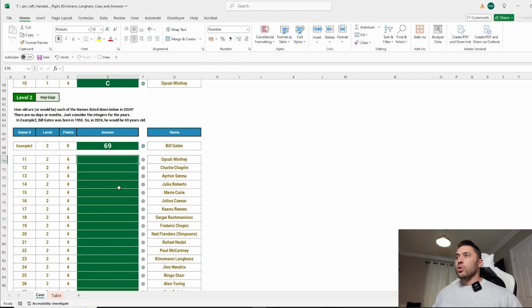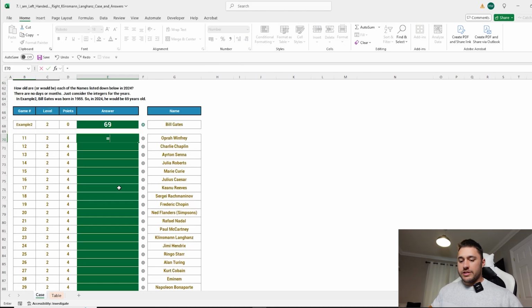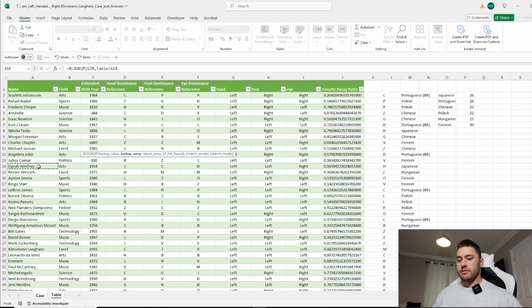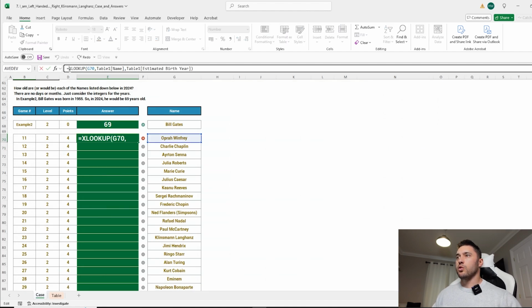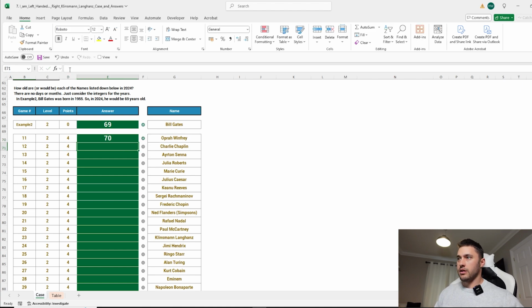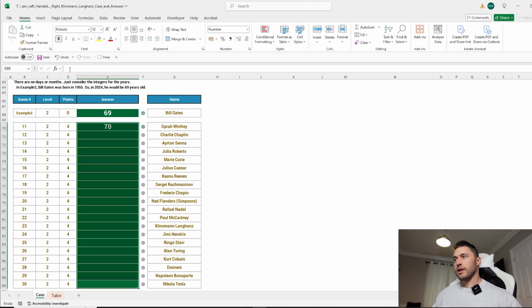Then we want to know how old each person will be in 2024. So this is exactly the same thing. I'm just going to look up the name, but return their birth date, which is here. And then the only thing I need to do is take that from 2024 to get the age. It's pretty much the same as question 1, just with one extra little step.